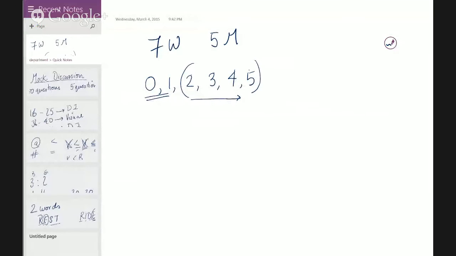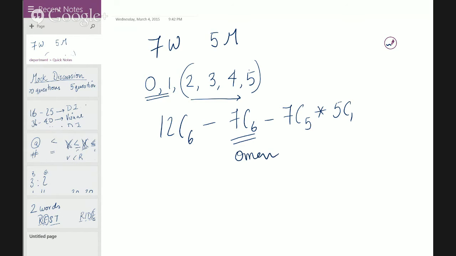Either you do it this way: the total is 12C6 because I have 12 people, minus none men selected, which is all women, 7C6, and basically 5 women and 1 man. Here is 0 men, and just subtract. 12C6 is a little time consuming to calculate, or you go the other way around: select 2 men, 3 men, 4 men, and 5 men. I think that's time consuming. This is much better. So 12C6 minus 7C6 is straightforward.